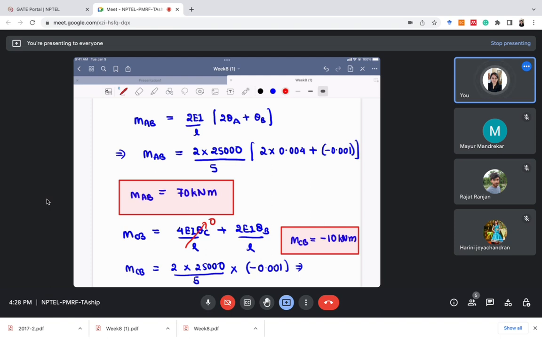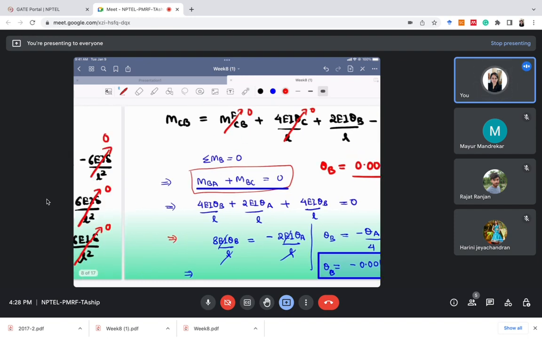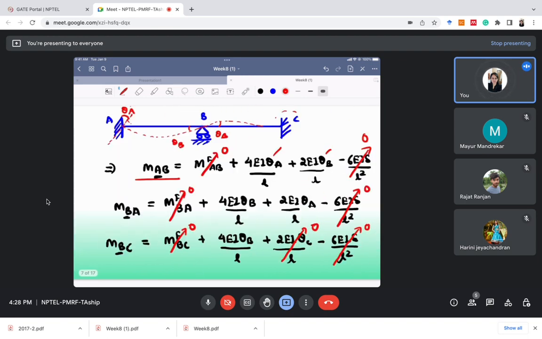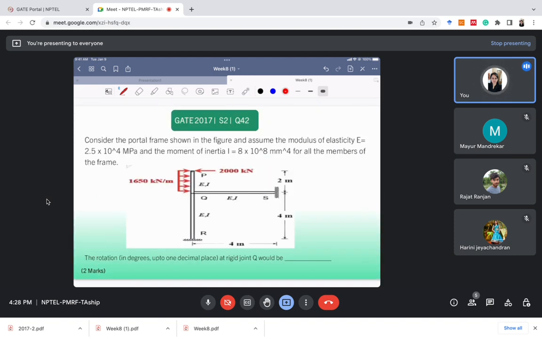Okay, so using these equations is fine. You just need to keep in mind the sign convention and the units. Otherwise, it's very easy. This question looks very complicated, but it's very easy if you use this slope deflection method. Whenever in the question you are asked to find the rotation or slip or anything like that, you should use this slope deflection equation.